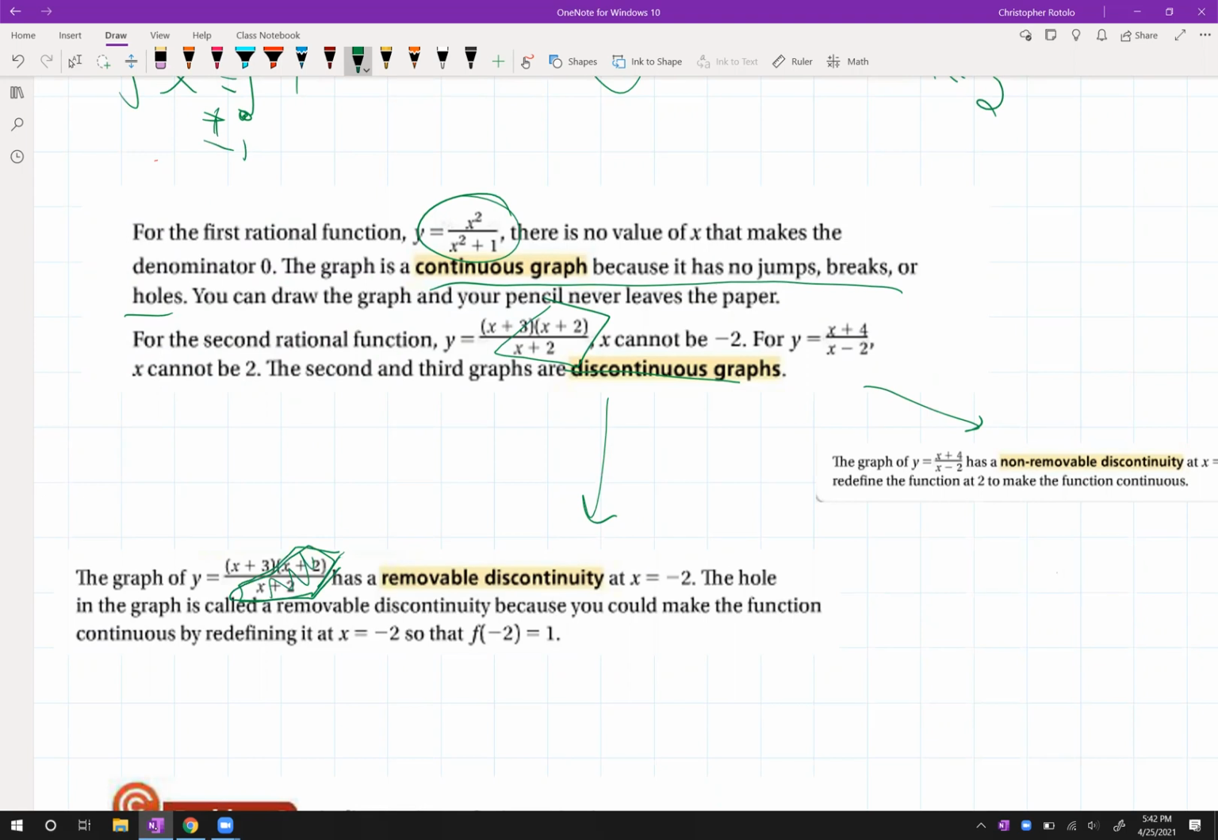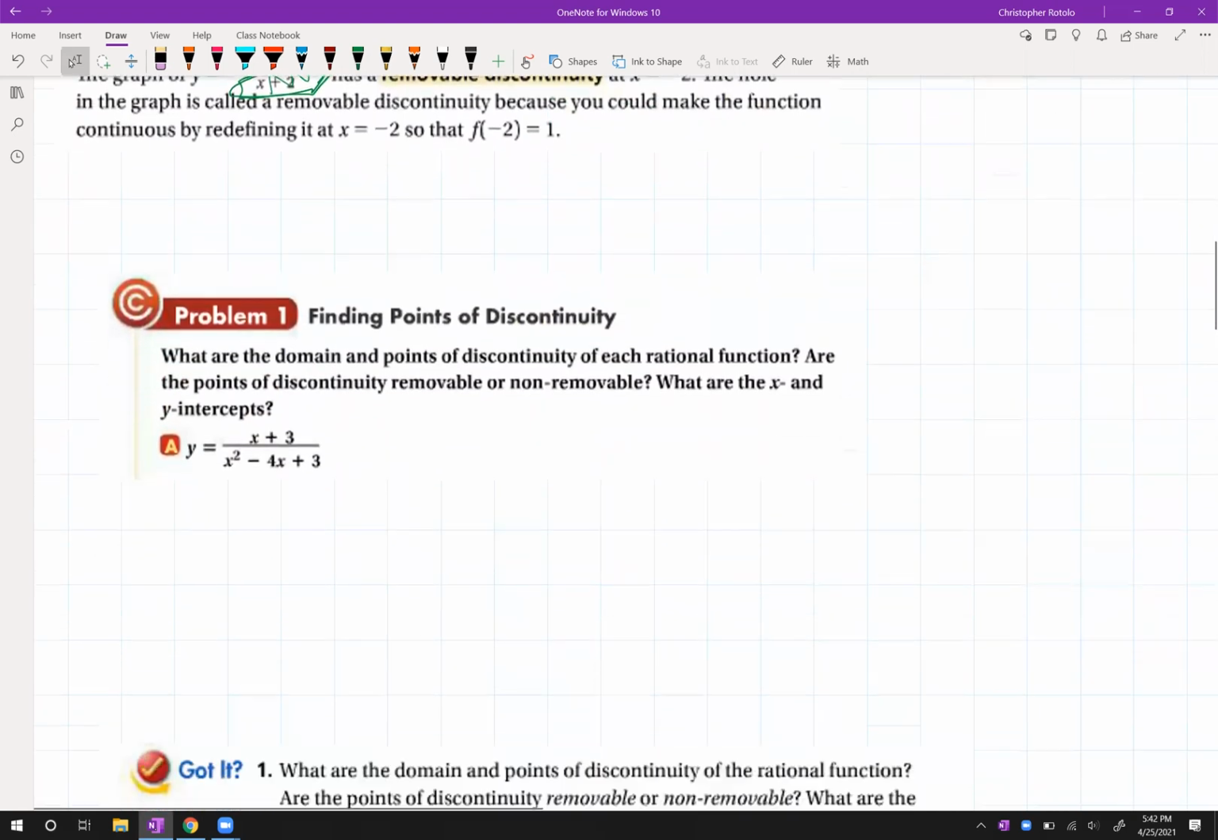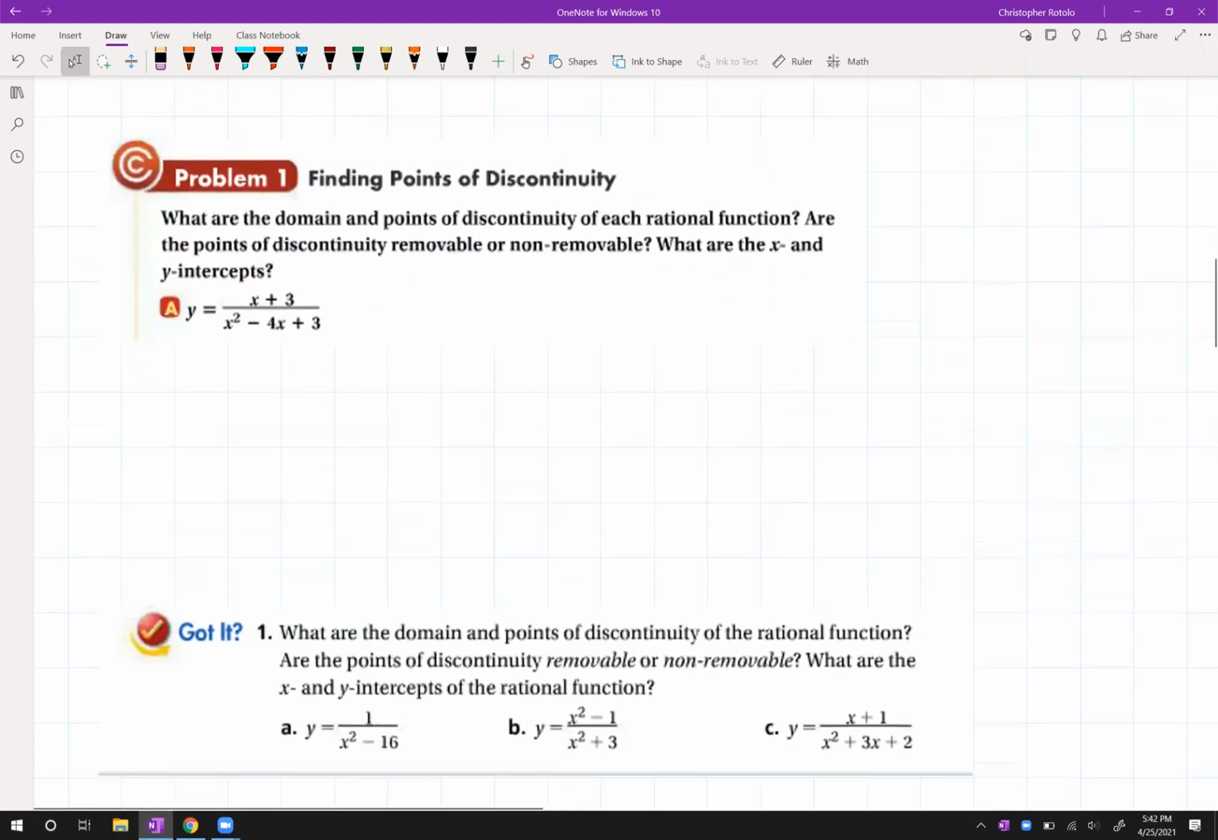Now in the third one, this is the one that had a VA, vertical asymptote at x equals 2, because we could not take it out, so it just had to stand for something else. So those are the three things we're focused on today. We're going to find if there's any points where it's discontinuous.